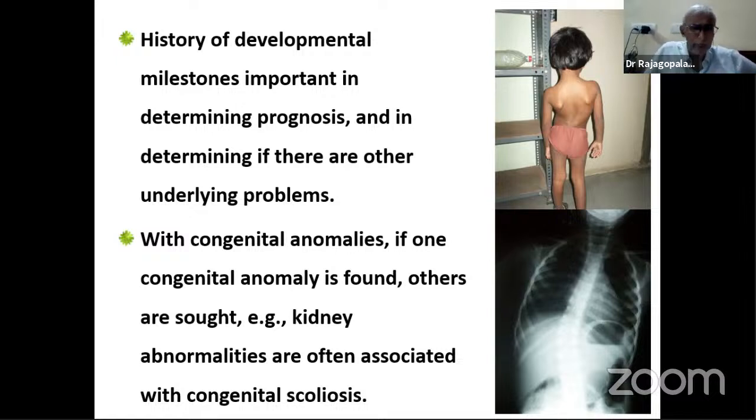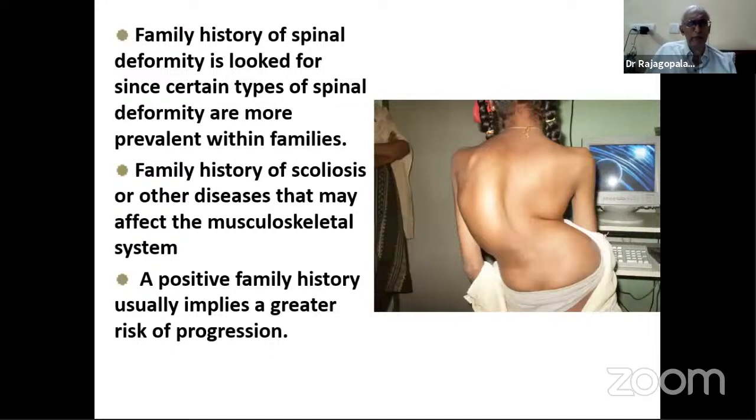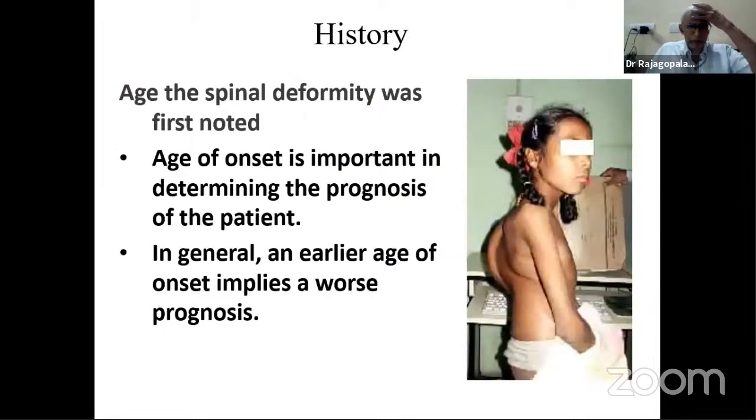For example, there are so many neurological problems where the milestones also will be delayed. Family history is very important, because many spinal deformities are prevalent within families. And there are also diseases which affect the musculoskeletal system and run in the family. And more important, a positive family history gives a greater risk of progression. Like you see, this girl was a comparatively small girl. She came to John's, I think, about 19 or 20 years back. And when she came, she had such a severe deformity. And there were other siblings in the family, the same girl.